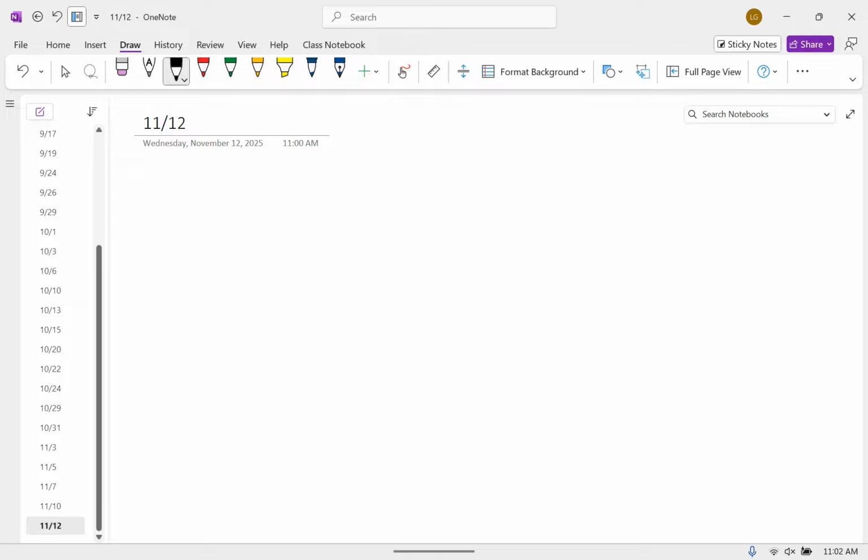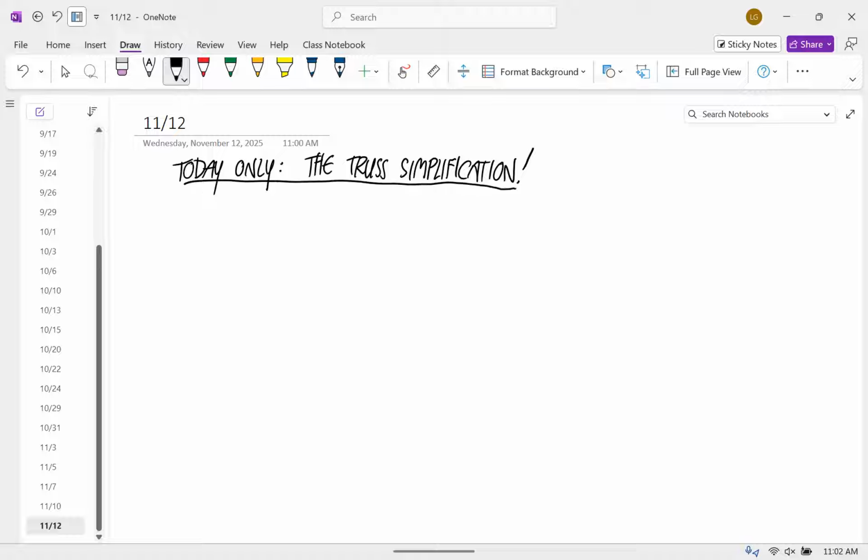Okay, so today only, it's a special: the truss simplification. And it does simplify problems. So why don't you use it all the time? Because it's very specific what kind of problems it applies to. And we'll get into that more.